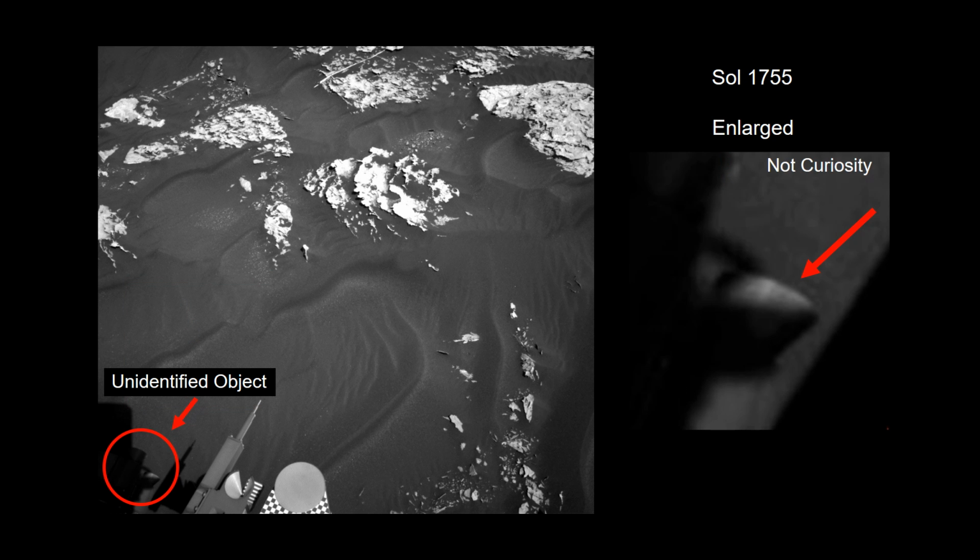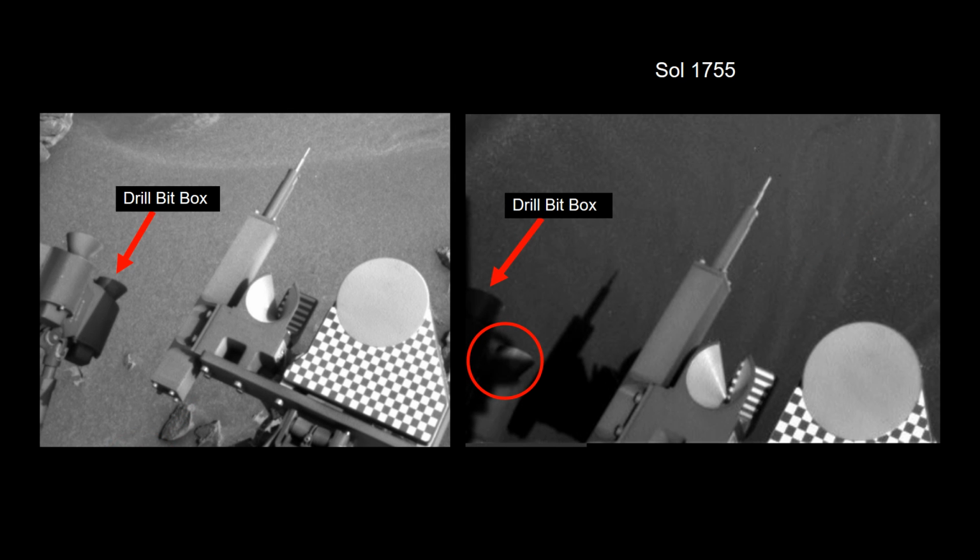This image was taken by the right navigation camera. Just below the black drill bit boxes, a curious, unidentifiable object appears, as is shown in the enlargement on the right. This comparison shows that nothing should appear below Curiosity's drill bit boxes. What is this unidentified object?